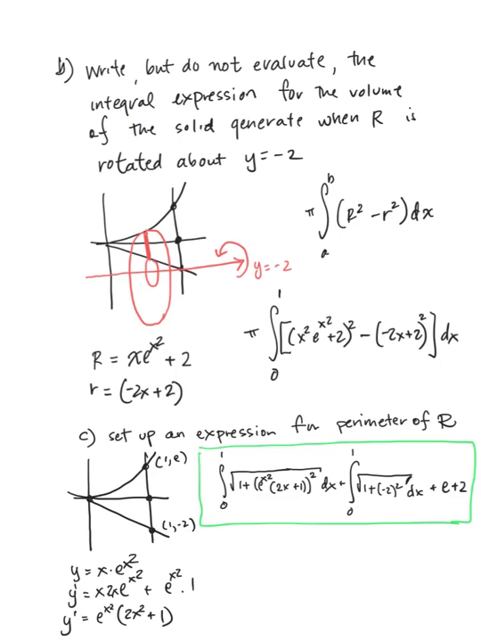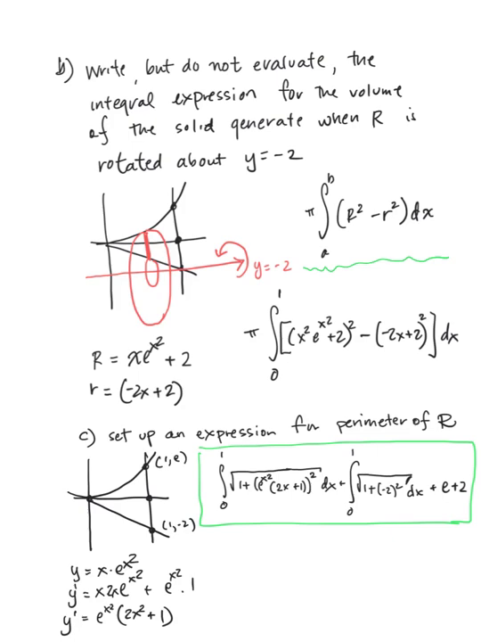All right, part B is to write but do not evaluate the integral expression for the volume of the solid that is generated when R is rotated about the line y equals negative 2. Okay, so I've just drawn one washer, so we know there's a hole, and so our integral expression is going to be pi from a to b of big R squared minus little r squared.